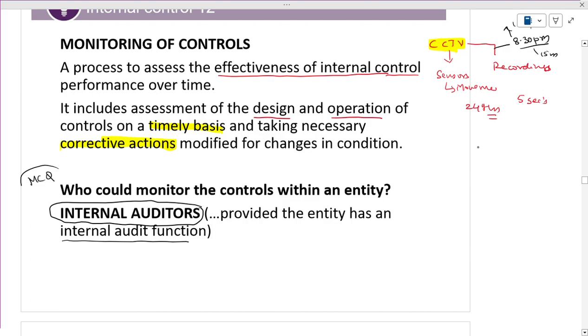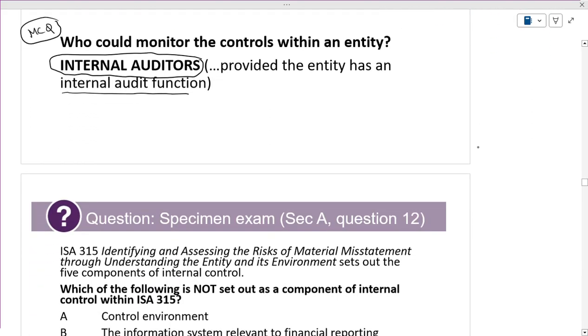Take it that they will not ask a direct question. They will flip the question. They will put in some more combination and then ask. But the responsibility of monitoring internal controls is with the internal auditors. Is it okay?